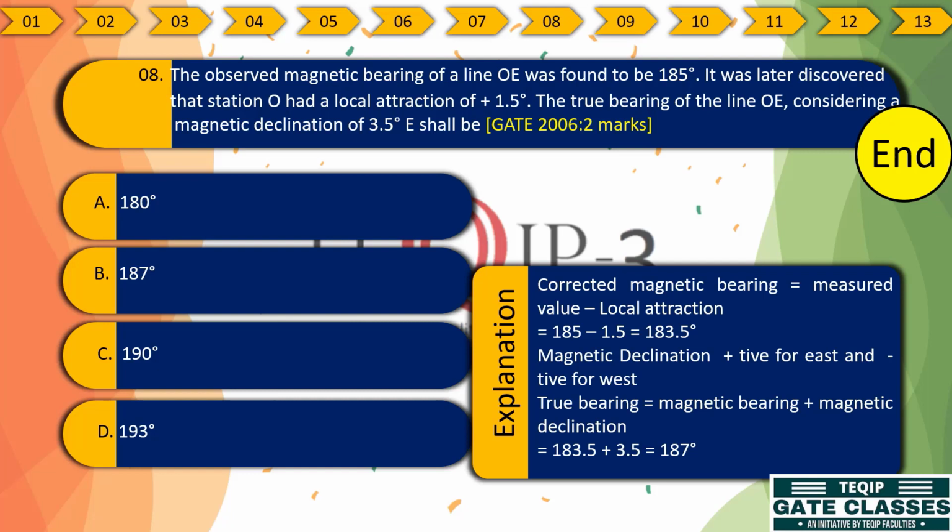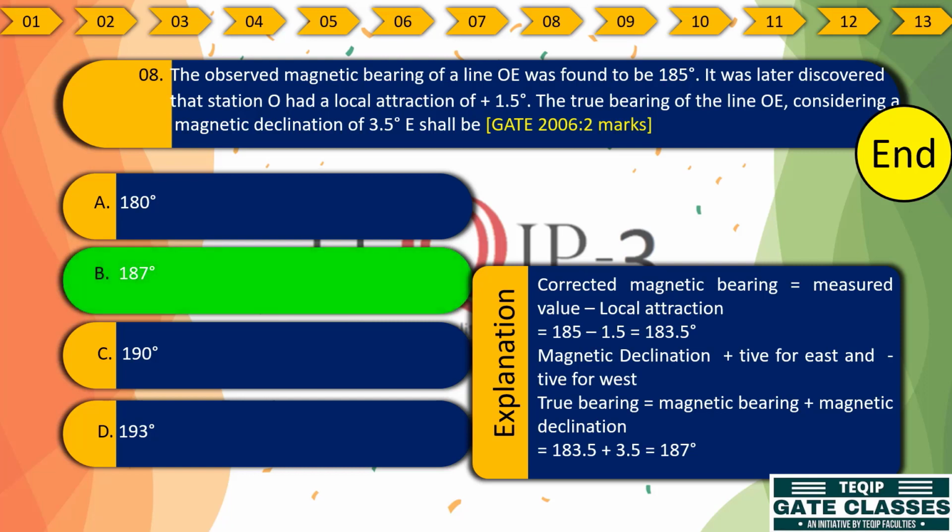Now calculate the true bearing. For calculating true bearing, first we know the concept. When the declination is eastward, we add this. When the declination is in the west direction, that is negative. So we calculate the true bearing. True bearing is equal to magnetic bearing plus or minus magnetic declination. Here it is 183.5 plus 3.5, that is 187 degree. We add positive because the declination is in the east direction. So we add 3.5 degree, that is 187. So our answer is 187.